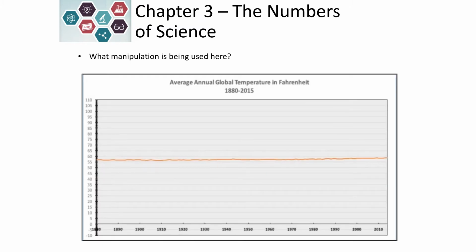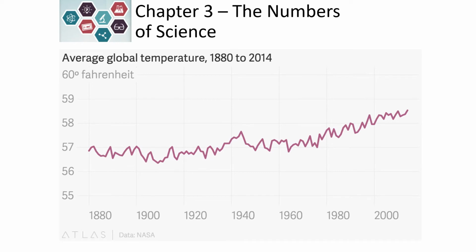What manipulation is being used here? Well, this is a manipulation of the y-axis. By stretching out the y-axis above the value where our data is, it looks as if the average temperature has not changed. This graph is also missing units on our axis. By adjusting the axis so that it is not so far above the data, it becomes easier to see the change in temperature.